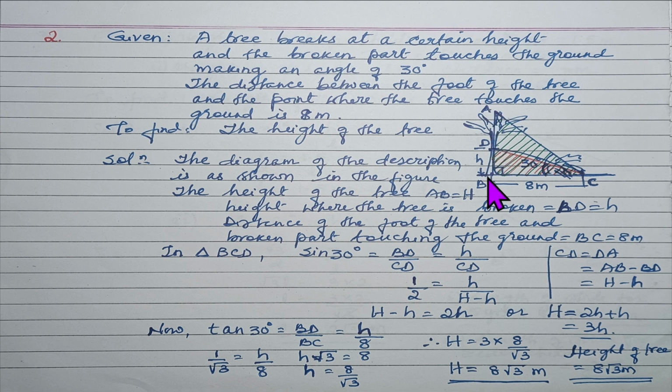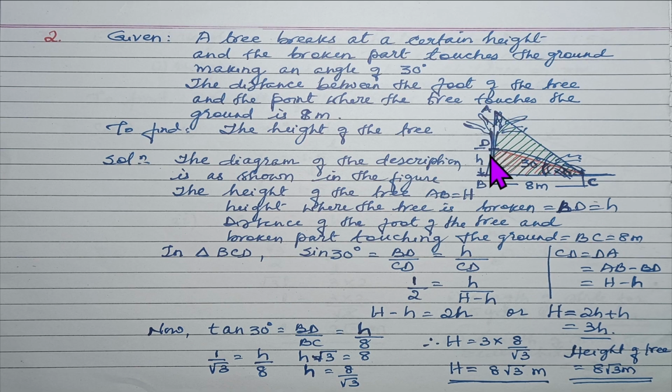There is a tree, that is AB. AB is a tree here. Let us take the height of the tree as capital H. Then it breaks at point D and falls onto the ground. The tip of the tree touches the ground at point C, which is 8 meters from the foot of the tree. Now we have to find out capital H, that is AB.